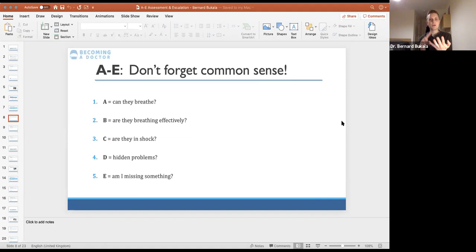So in A, what we're looking for is, can they breathe? Are they able to breathe because all the pipes are empty? In B, are they breathing effectively? So are they getting oxygen where they need to get it? C is basically, are they in shock? And by that, as you will know, it means cardiogenic shock or hypovolemic shock, right? So the two types of shock, but C is about trying to identify shock. Now D, are there any hidden problems like glucose or drugs? And E is just an overall check of, are you missing something, all right? So that's your A to E.